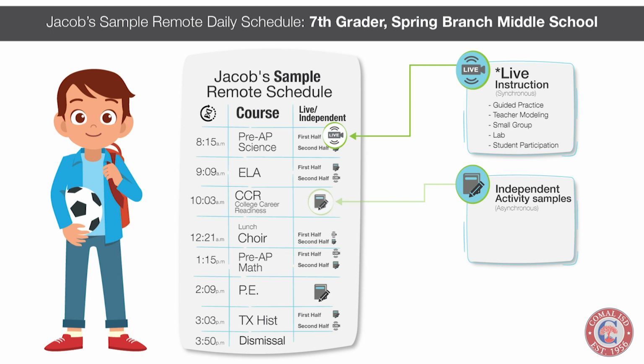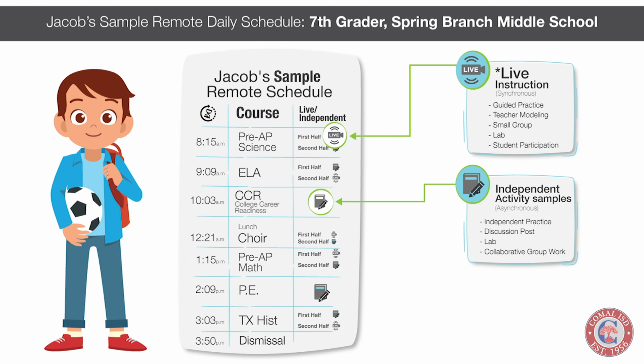Independent work, noted by this notebook symbol, is when the student is not live with the teacher and is instead working on assignments for the course. In this case, Jacob could be working on assignments, independent practice activities, discussion posts, lab work. He might even be working with a group of students on a task that the teacher assigned.